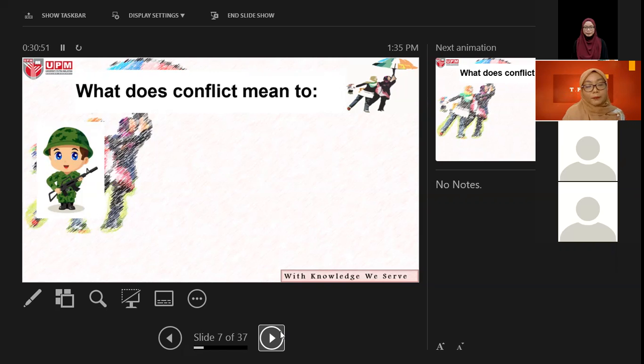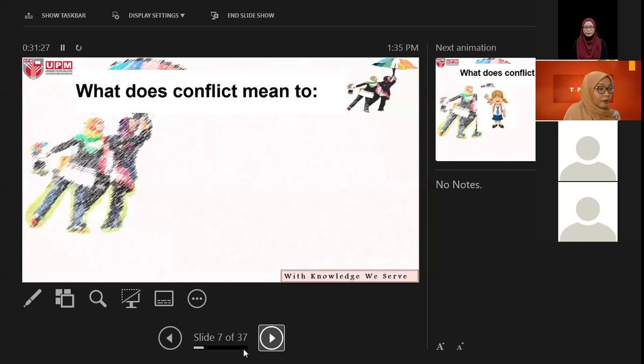Cuma when we look at from the perspective of an army, at their level, the focus of conflict is more towards armed conflict, conflict bersenjata. For example, what is currently happening between Ukraine and Russia. Okay, I'm not going to touch on the conflict related to the two countries lah. But the focus of the army conflict is armed conflict. Konflik yang melibatkan nuklear, konflik melibatkan pertelingkahan between two countries. Example. Okay, so next one.